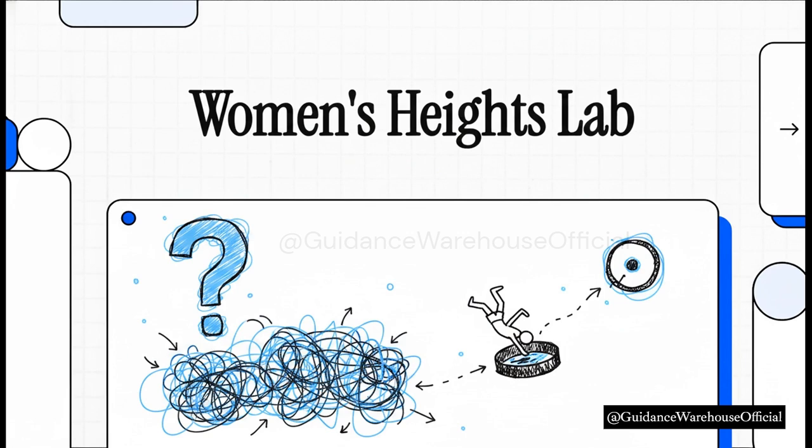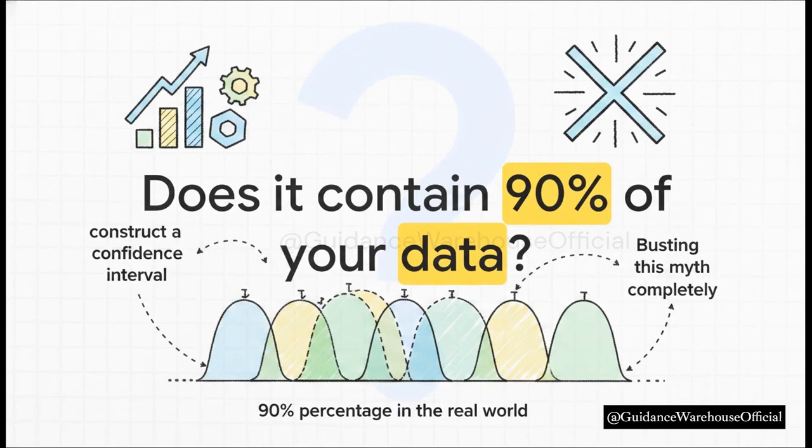of statistics. By the end of this explainer, you're going to understand exactly how to construct a confidence interval, the actual real mathematical logic behind it, and what that 90% figure actually means in reality. We're going to bust this myth completely, step by step, so you literally never make this mistake on an exam or in your own research.